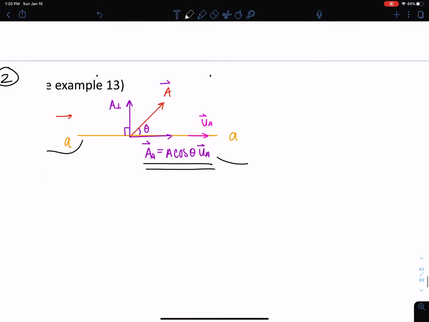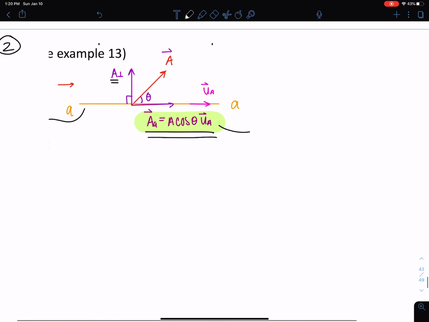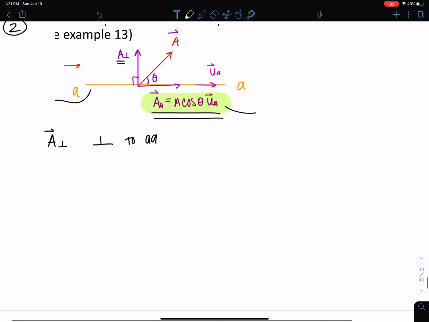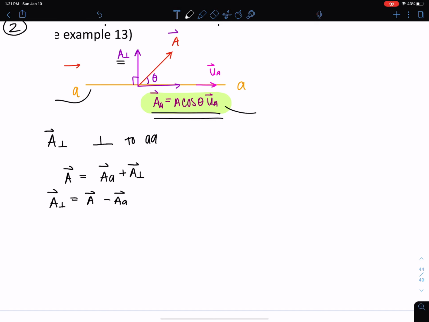I've already found the parallel or collinear components. So let me come back here. I've already found this guy. I just wrote the formula down on the slide before this, right? But now what if I want to find A perpendicular? What if I want to solve for A perpendicular? Which is basically the component perpendicular to AA. What do I do? So I know that A, this is my vector addition, is equal to A sub A plus A perpendicular, right? This is just like saying A plus B is equal to the resultant. So I can actually directly solve. I can say A perpendicular then has to be equal to A minus AA, minus the parallel projection.